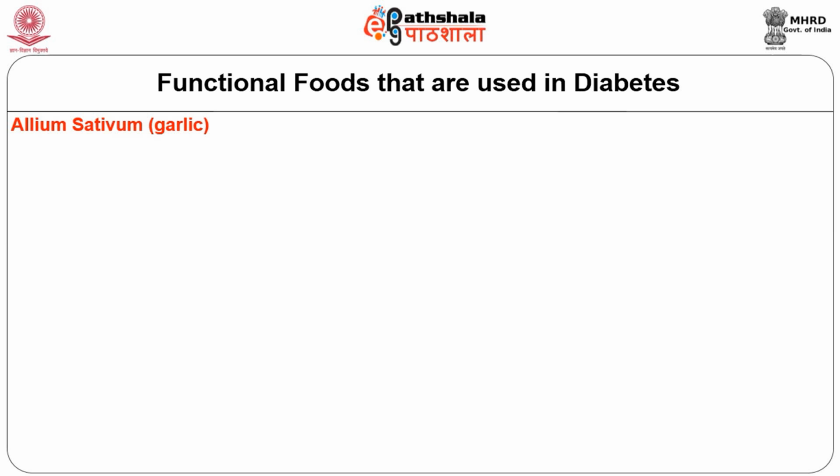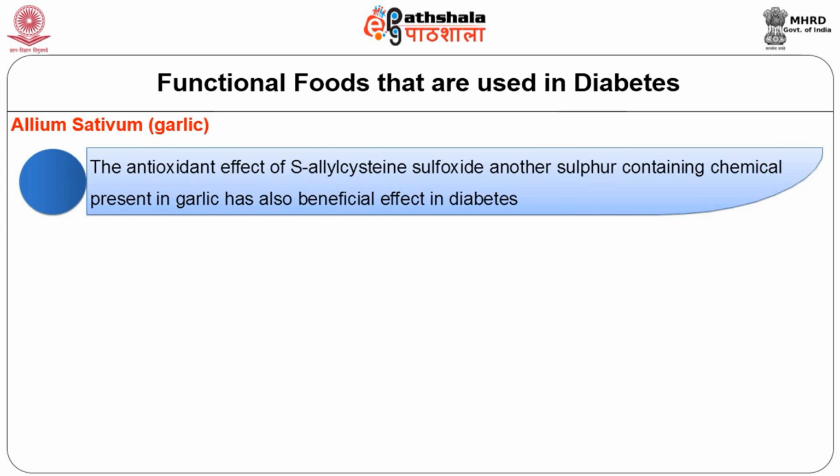Garlic has many biological properties like antimicrobial, anti-inflammatory, hypoglycemic, hypocholesterolemic. In experimental diabetic animal model using mice, rat, rabbit, garlic administration decreased the serum glucose levels. Garlic has many sulfur-containing phytochemicals that have strong antioxidant properties. In streptozotocin-induced diabetic rat, garlic oil diallyl trisulfide could show improvement in glycemic control. The antioxidant effects of S-allyl cysteine sulfoxide, which is a sulfur-containing chemical in garlic, has also been shown to be beneficial in diabetics.